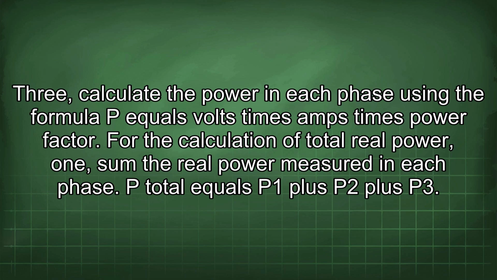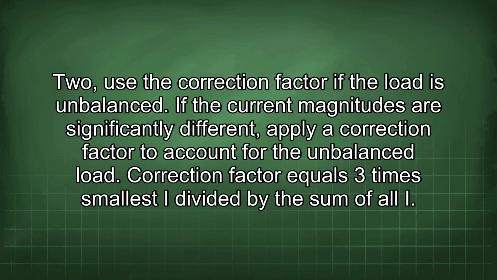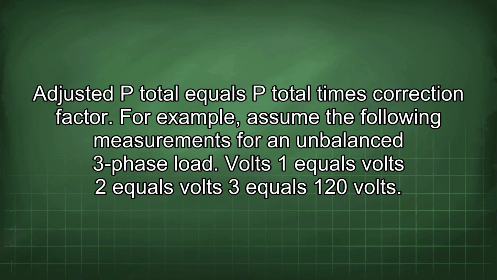For the calculation of total real power, 1. Sum the real power measured in each phase. P total equals P1 plus P2 plus P3. 2. Use the correction factor if the load is unbalanced. If the current magnitudes are significantly different, apply a correction factor to account for the unbalanced load. Correction factor equals 3 times smallest I divided by the sum of all I. Adjusted P total equals P total times correction factor.